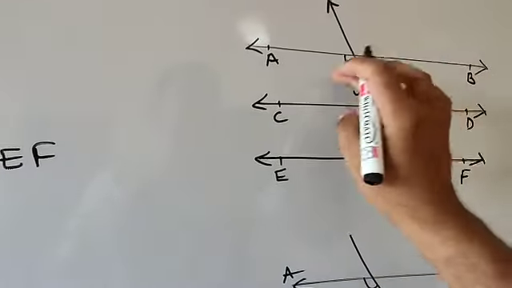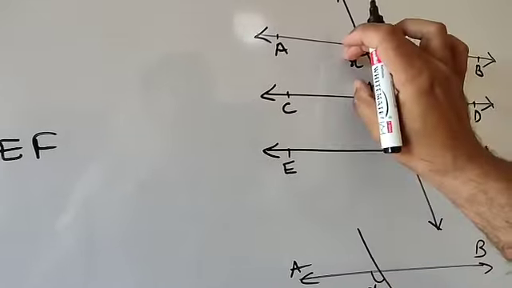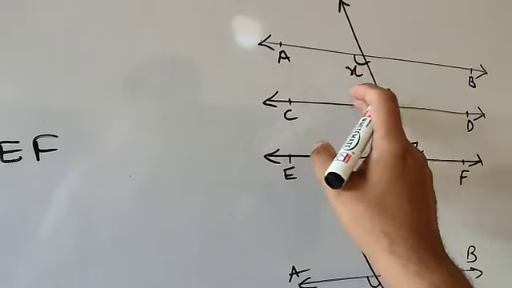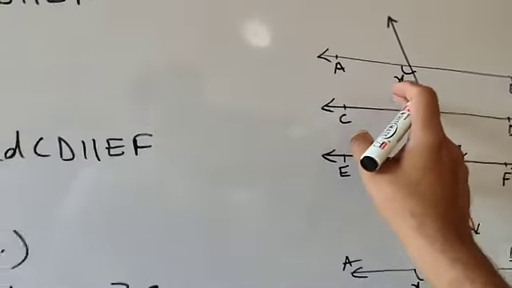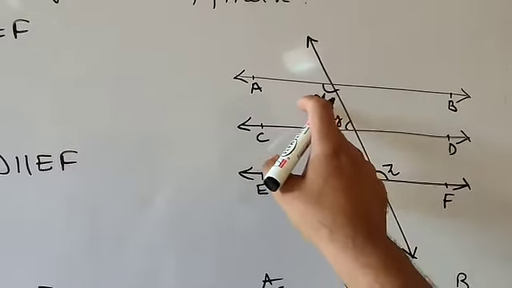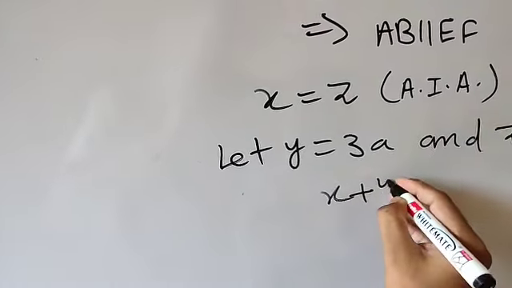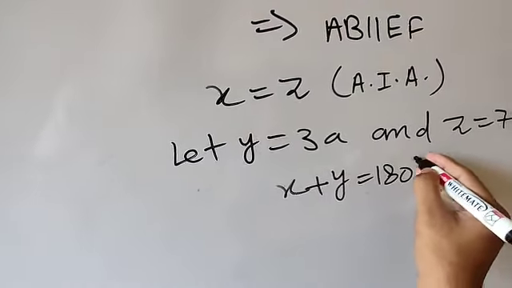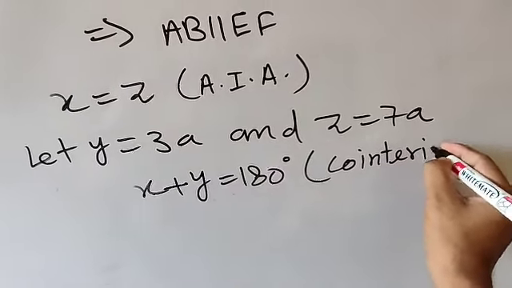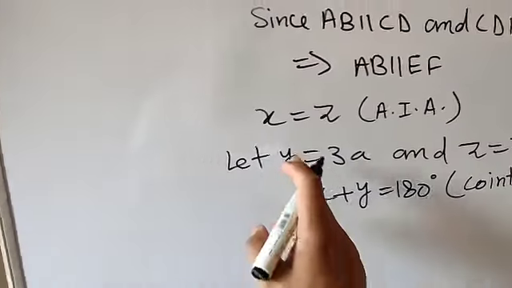So what type of angle are these X and Y? These are the co-interior angles. You can find both are interior angles and both are on the same side. I had explained that these types of angles are called co-interior angles. And what is the relation in co-interior angles? The sum of the co-interior angles is 180 degrees. So here you can write X plus Y equal to 180 degrees, reason: co-interior angles.